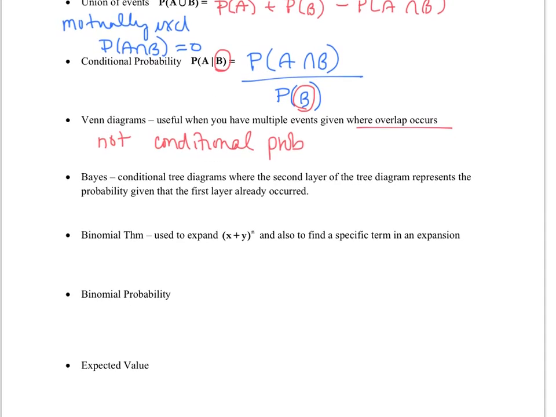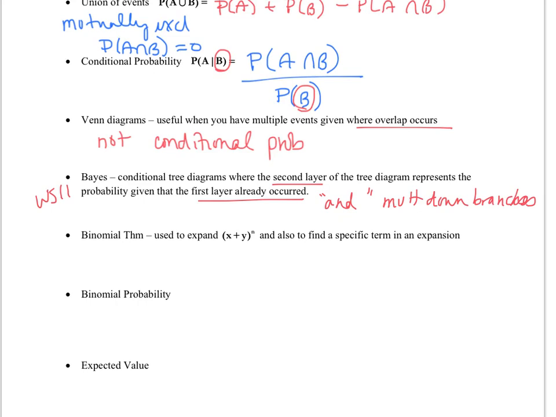Now, Bayes' theorem was where we took a look at conditional tree diagrams. And in these conditional tree diagrams, the second layer represented the probability given that the first layer already occurred. If we wanted to find the and statement, remember that we multiplied. So the and was found by multiplying down the branches. And Bayes' theorem was on worksheet 11 in our probability unit.